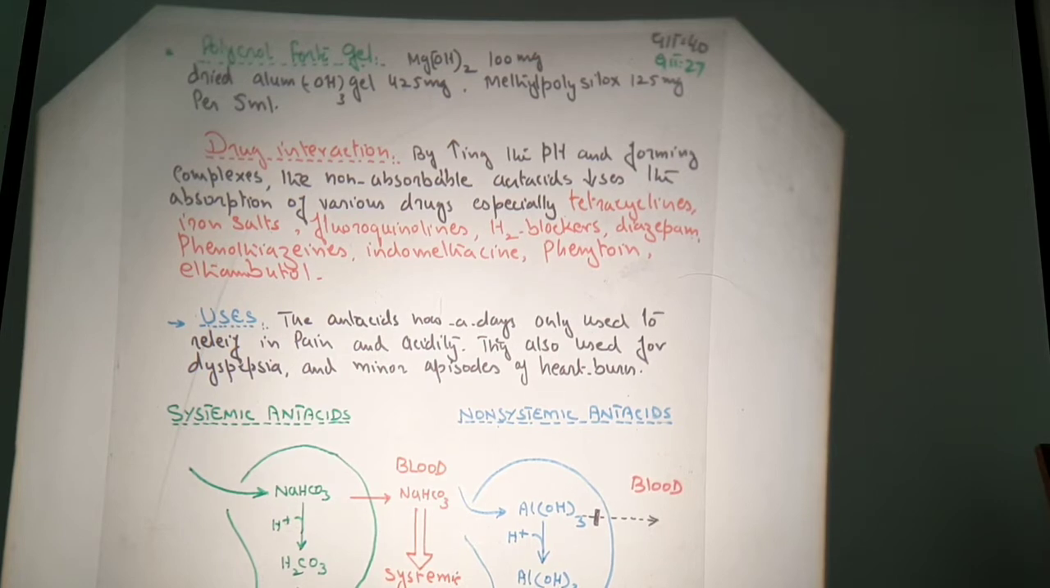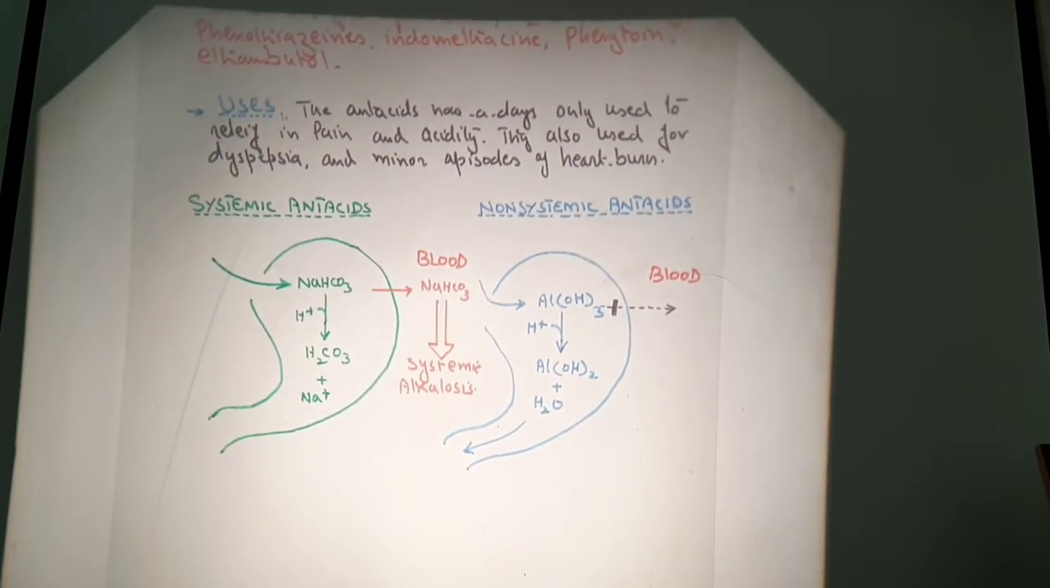Now how do the systemic and non-systemic antacids act? This is the stomach. Systemic antacid: sodium bicarbonate; non-systemic: aluminum hydroxide. Sodium bicarbonate gives carbon dioxide and sodium ions. When these are used in high concentration for a prolonged period of time, they give an excessive amount of sodium ions. These sodium ions may be responsible for edema and for cardiac heart failure. So that's why prolonged use should be avoided.